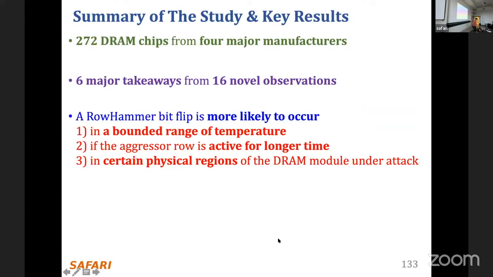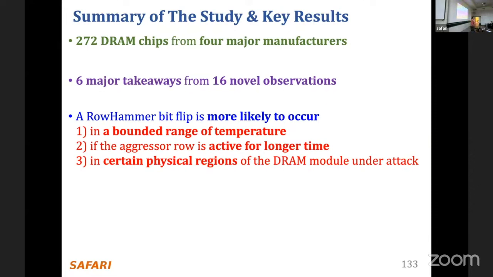Okay, so basically this paper looks at different things, as I said, and there are three major findings. One is that a RowHammer bit flip is more likely to occur in a bounded range of temperature that's specific to a cell. So unfortunately, this calls for more understanding.